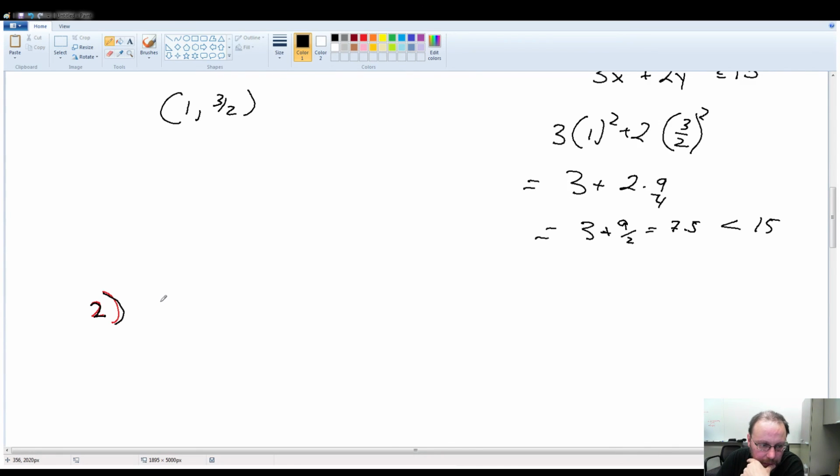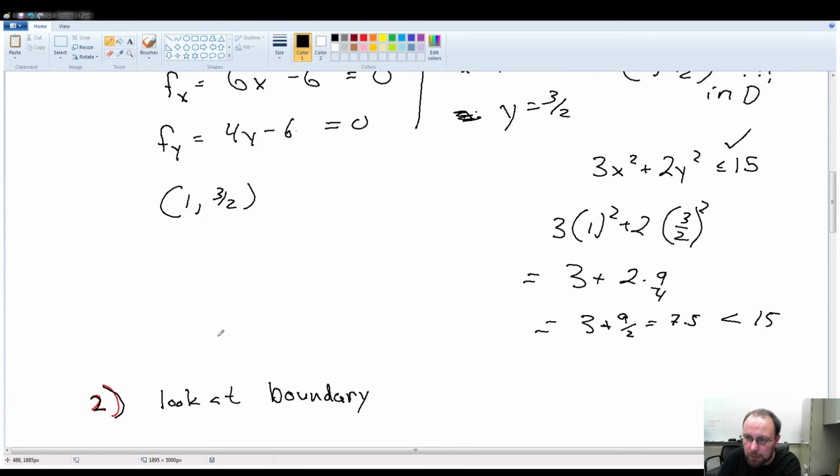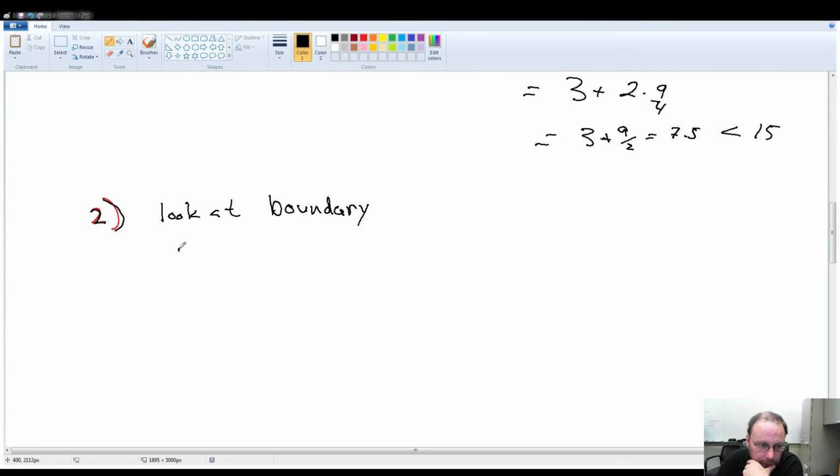So now we look at the boundary. So this is where 3x squared plus 2y squared equals 15, right? It's just the equality part, which gives us the boundary. And you find critical points there.